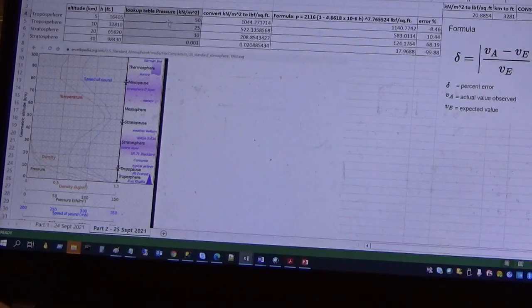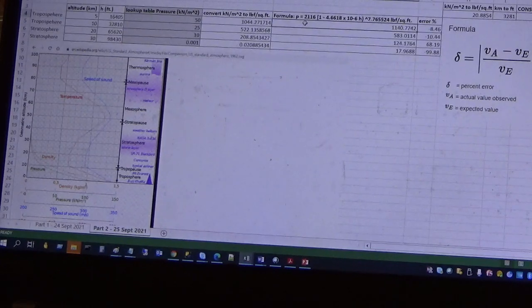Now, we already looked up the pressure, but again, this pressure is in metric units, and we need to convert them to English units. And so there's a pressure conversion that I also looked up, and that would be multiplying the kilonewtons per meter squared by 20.8854 to get the pounds force per square foot. And that's what we get here.